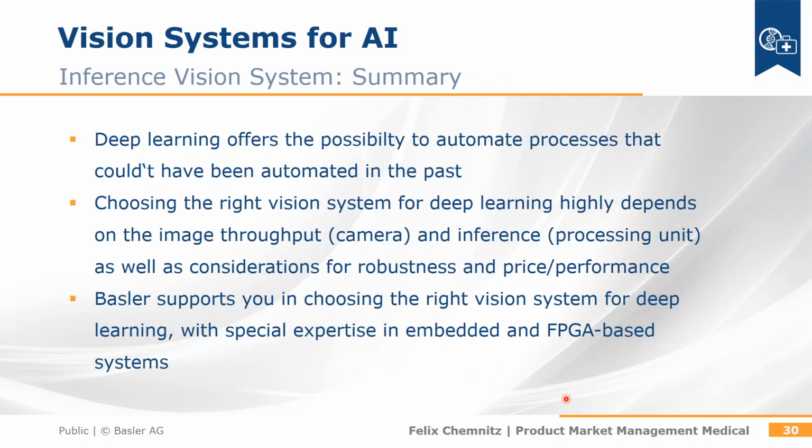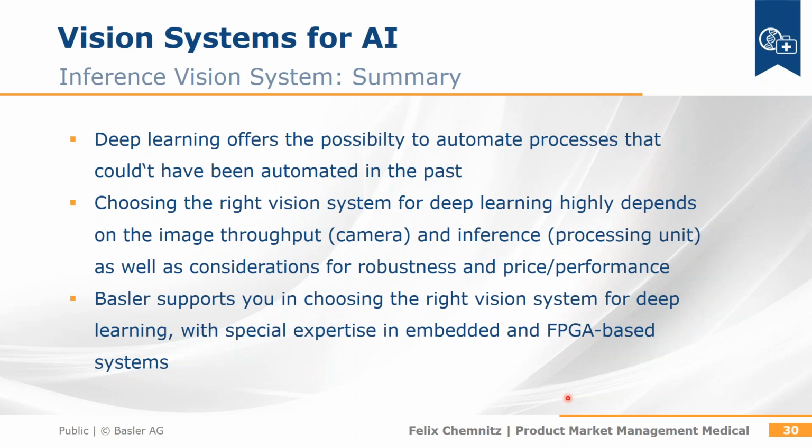So to sum that up, deep learning offers the possibility to automate processes that couldn't have been automated in the past, but you need to make sure you choose the right vision system for your deep learning, and this highly depends on the image throughput. So which kind of camera you want to take, and the inference processing unit, as well as the considerations of robustness and price performance. As I said, I would expect the frame grabber based system to be the most robust system, and the embedded system, on the other side, the best price performance ratio.